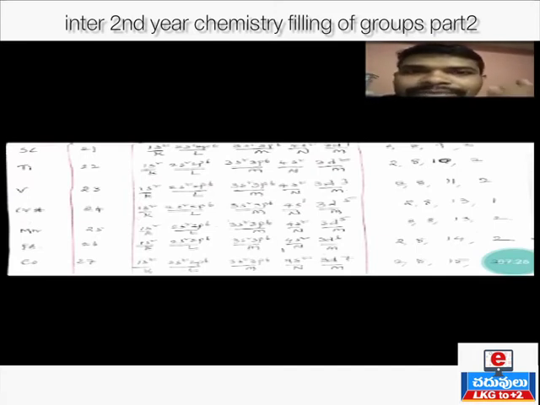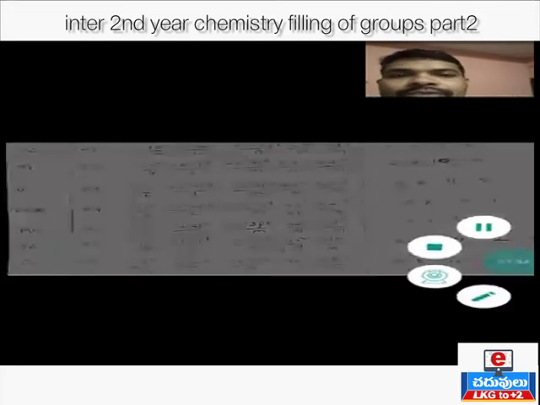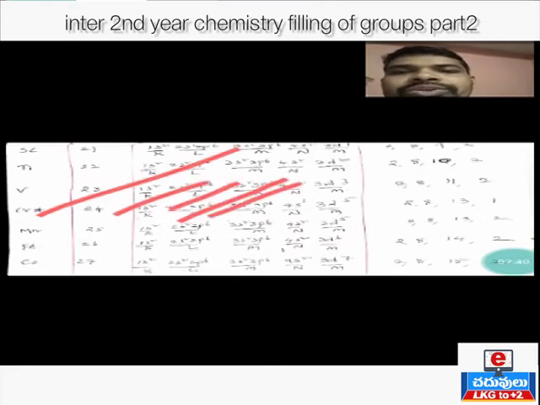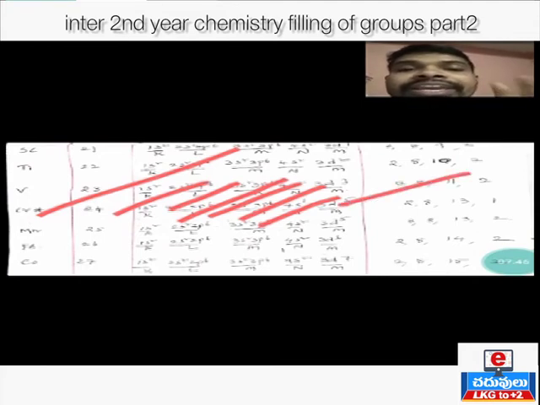So first let me write the configuration of chromium. The reason I will tell you later, why the configurations of chromium and copper are different. The atomic number of chromium is 24. Configuration 1s2, 2s2, 2p6, 3s2, 3p6, 4s1. Remember that. Not 4s2, 4s1, 3d5.